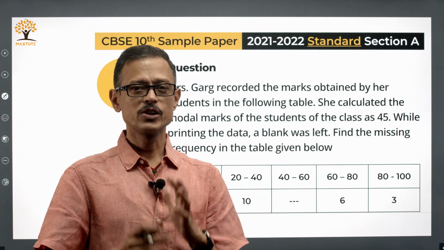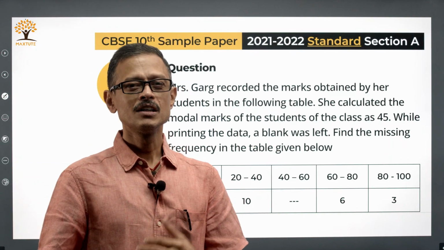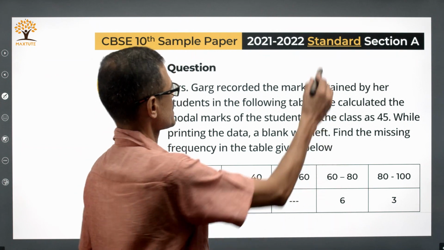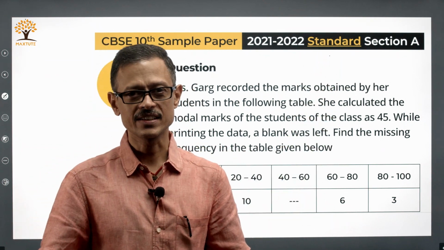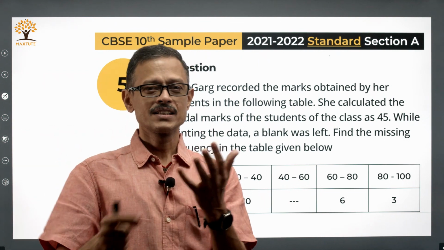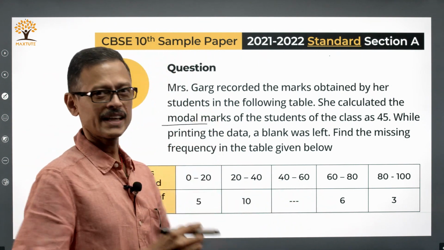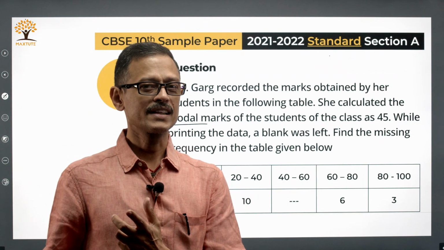CBSE Class 10 Math video solution to the sample paper given by the board for the academic year 21-22. This is the standard version of the paper. You got 3 questions. All these 3 questions in this video are from statistics. They test 3 different concepts, right? The first one is testing mode, the second one tests median, and the third one is testing mean.